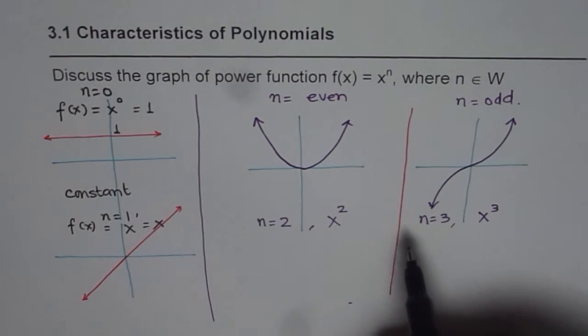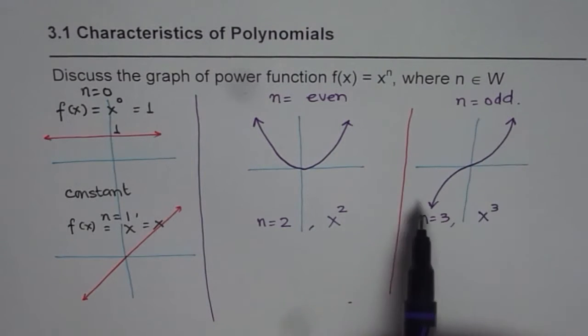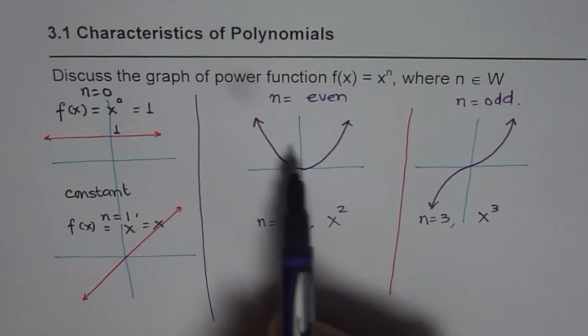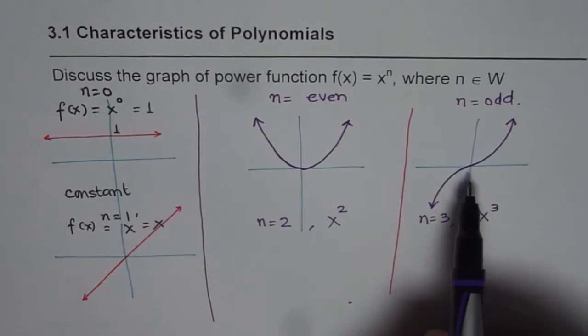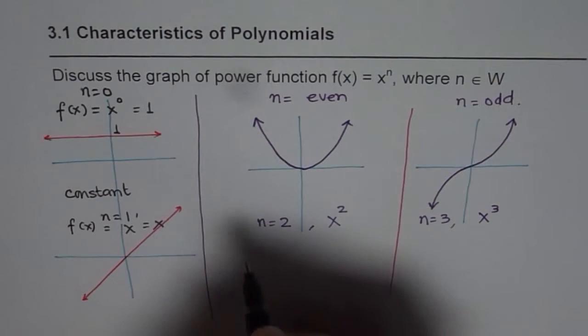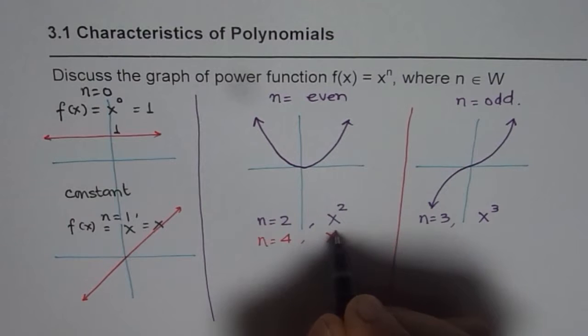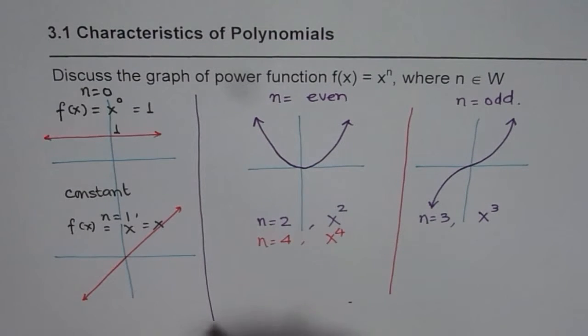Now how are they similar? Well, the right side goes up to infinity. The domain is all real numbers, a smooth curve, right? Going through the origin. Well, so there are so many ways they are similar. Now what happens as the n value increases further? That is to say, if n equals 4, that means x to the power of 4. How will this graph look like?